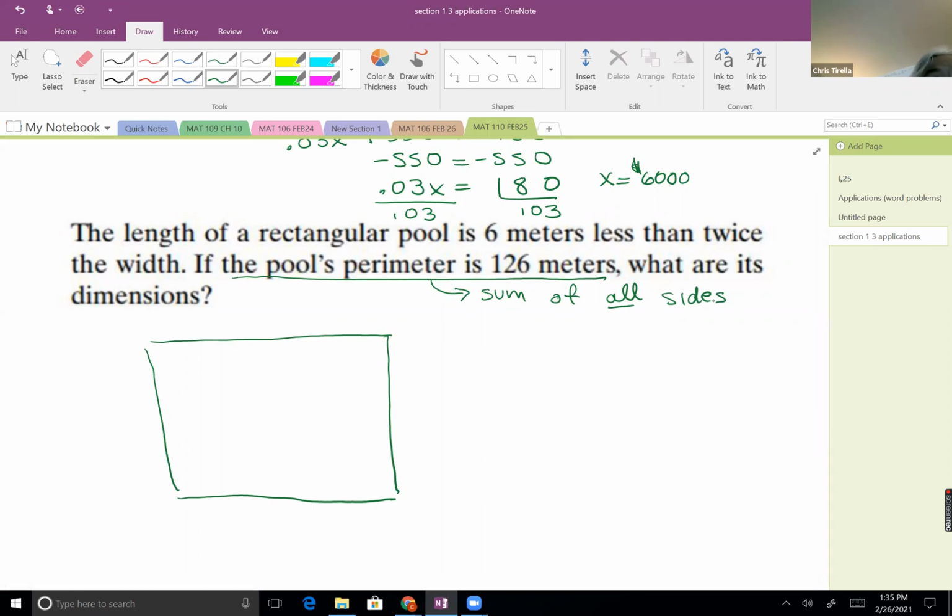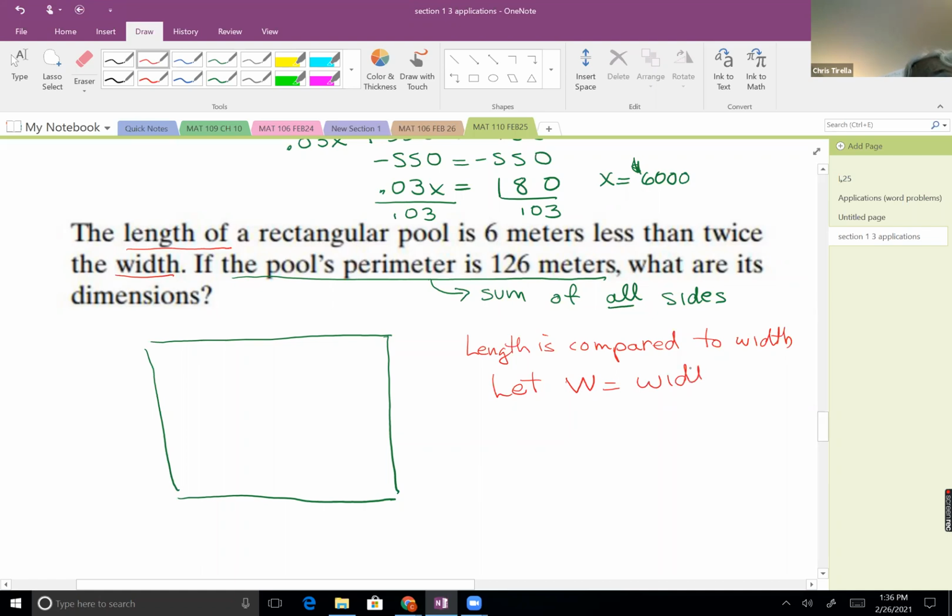The other thing that we need to notice is in this first sentence, the length is being compared to the width. So I'm going to let my variable be the width. And then for the length, I'm told the length is 6 less than, so I'm subtracting 6 from twice the width. Well, that would be 2 times the width, or 2w.